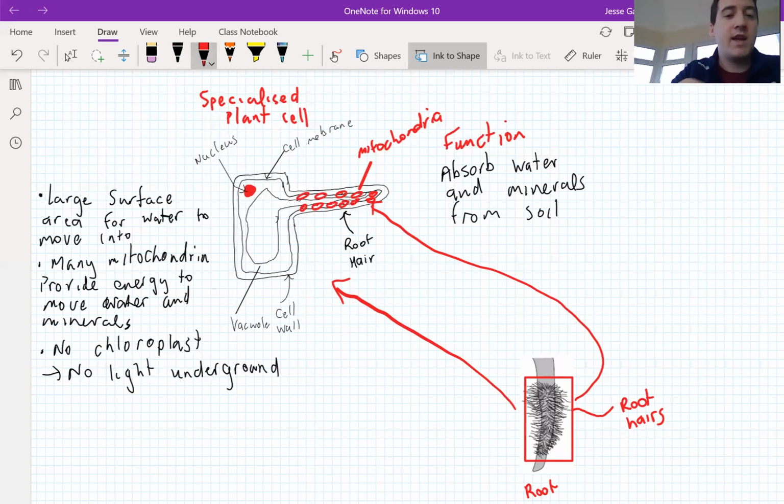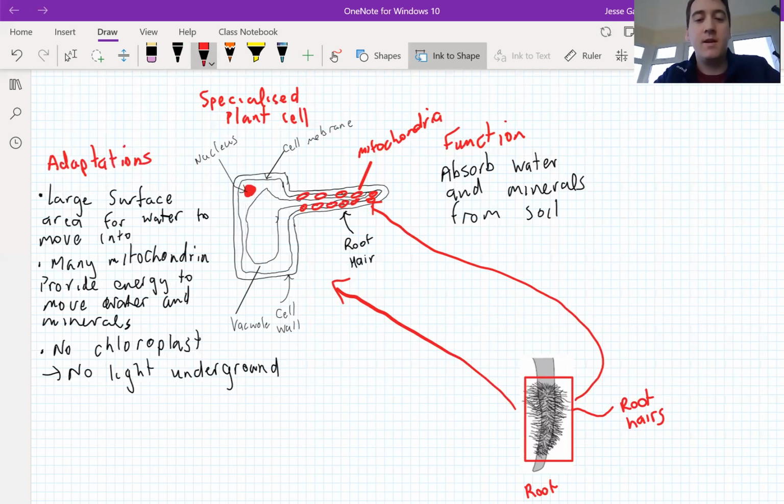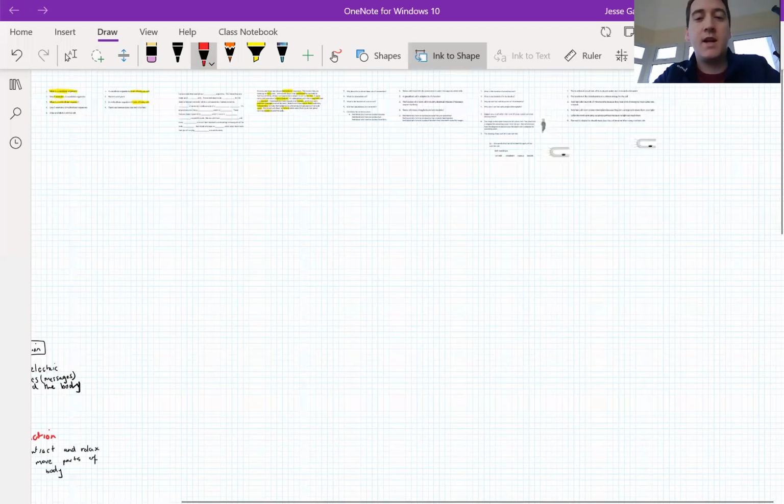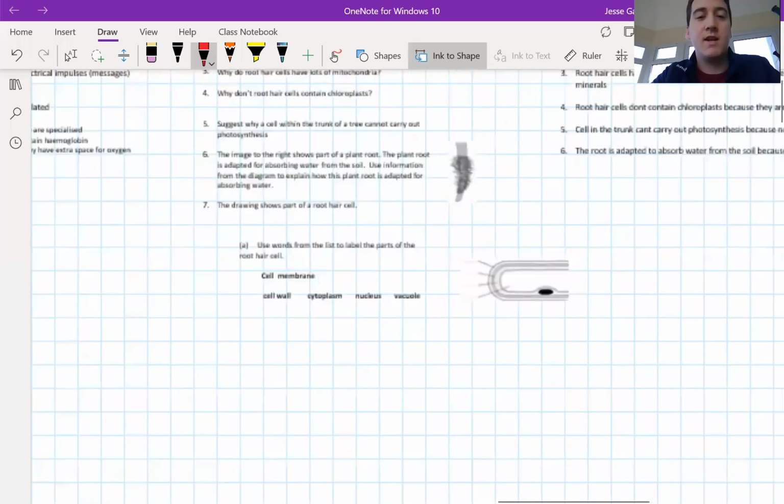So again, these three things, the large surface area because of the finger sticking out or the root hair sticking out, the many mitochondria, which provide energy, and the fact that there's no chloroplasts, these are all adaptations, features of a root hair cell that make it good at doing its function, which is to absorb minerals and water from the soil.